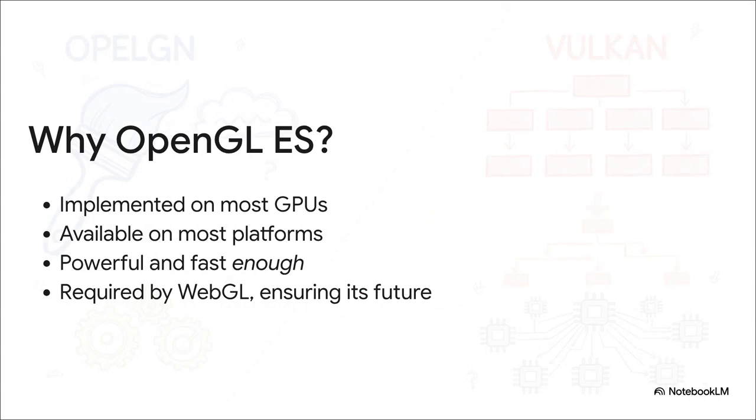OpenGL ES runs on pretty much everything, including older devices that don't even support Vulkan. It's powerful enough to do what they need, and because it's the foundation for WebGL, it's not going anywhere. The raw performance of Vulkan just wasn't worth giving up that massive compatibility and, frankly, the easier development process.